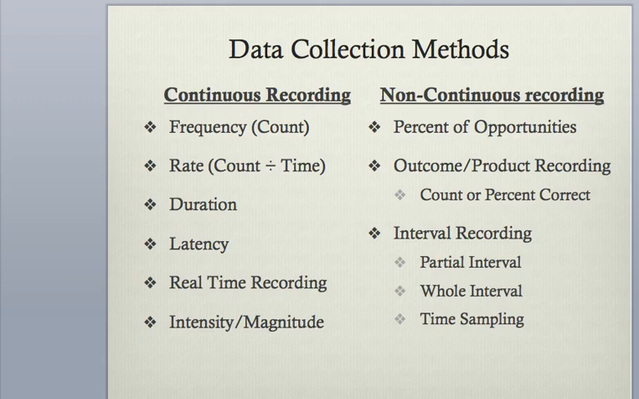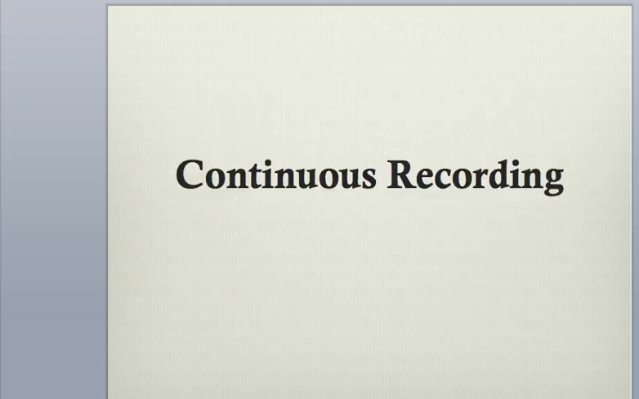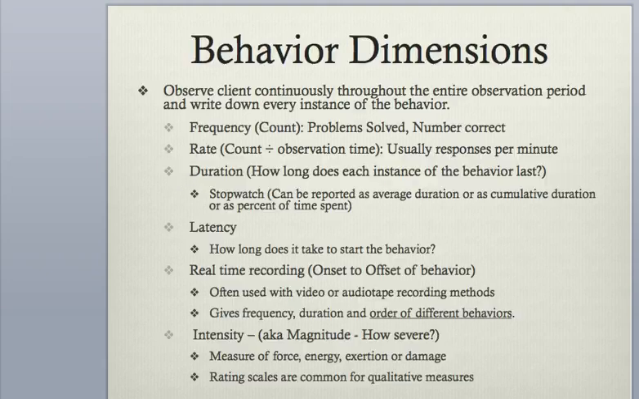There's also outcome or product recording. I'll talk a little bit more about these. We can measure them in terms of count or percent correct. And then we'll talk a little bit about interval recording, where we look at different kinds of intervals that can be used. So we'll look at partial intervals, whole intervals, and time sampling. So I'm going to give you a little bit of detail on each of these techniques. So let's start with continuous recording.